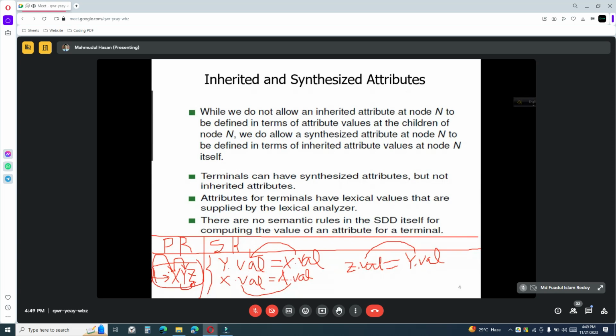Not only parent to child, going from sibling to sibling is also inherited. Yes, from parent to child or from sibling to sibling, that is inherited. And from child to parent, that is synthesized.